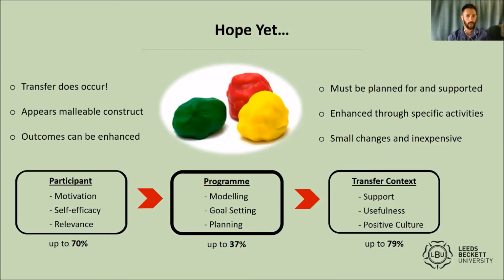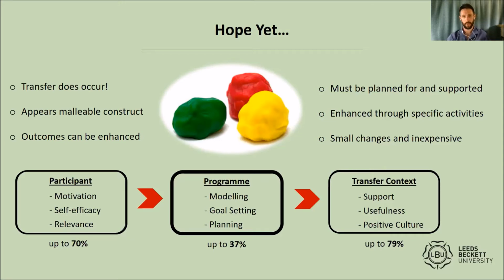Now, we know that there are certain factors in relation to the participant that do lead to more transfer of learning. So if somebody, for example, feels that the course or the event is more relevant to them, they're likely to be more motivated to attend and more motivated to learn and get something from the experience. And the combination of those factors has been highlighted to lead to up to an additional 70% of transfer of learning as a result. So that's quite large.